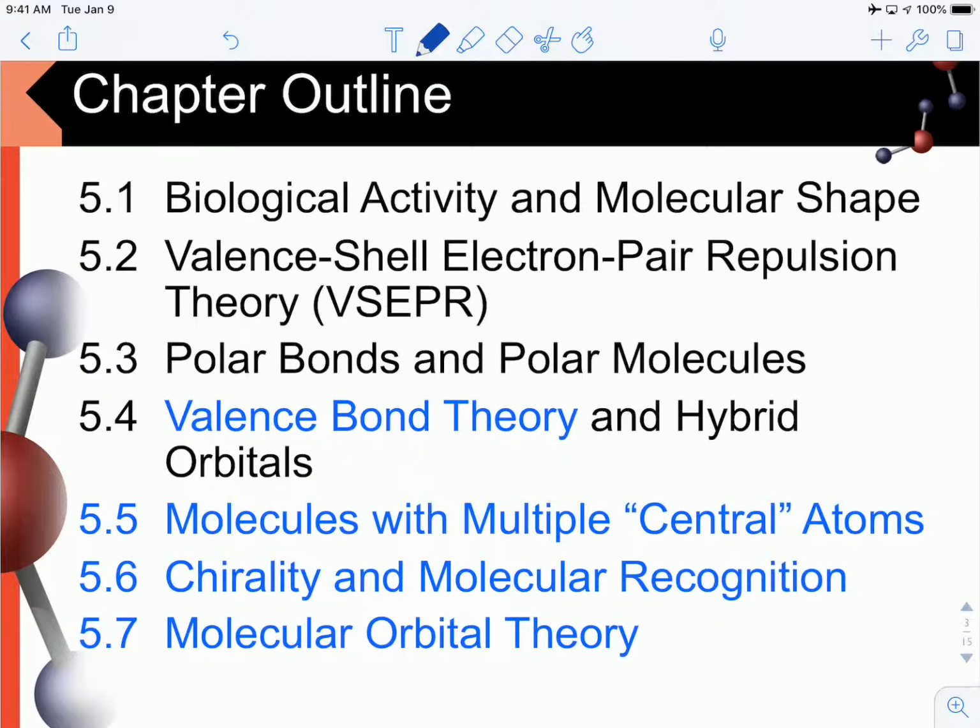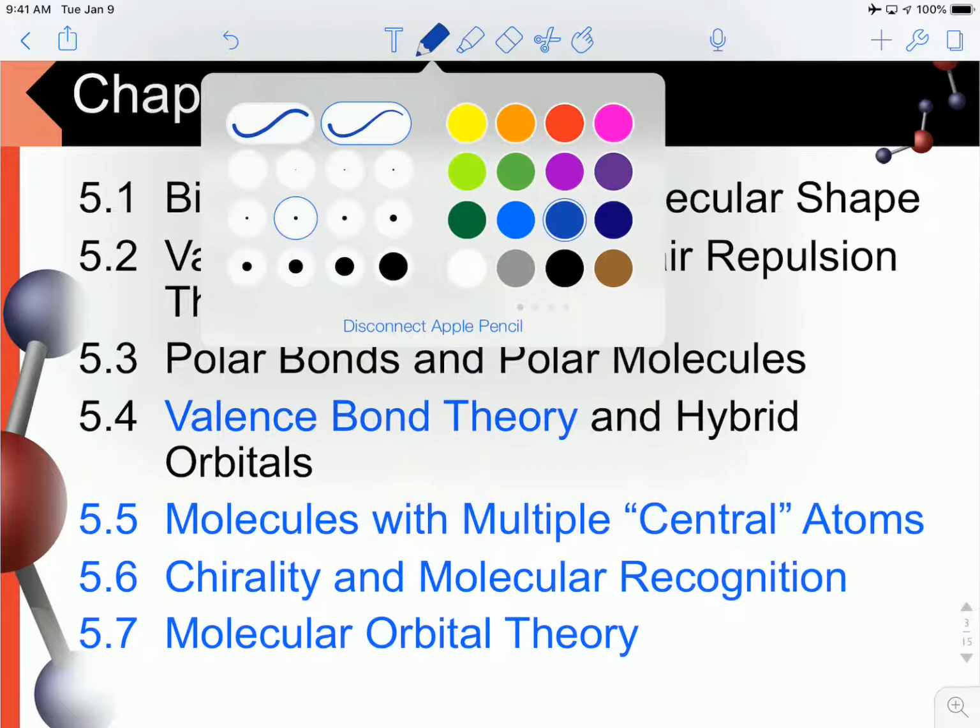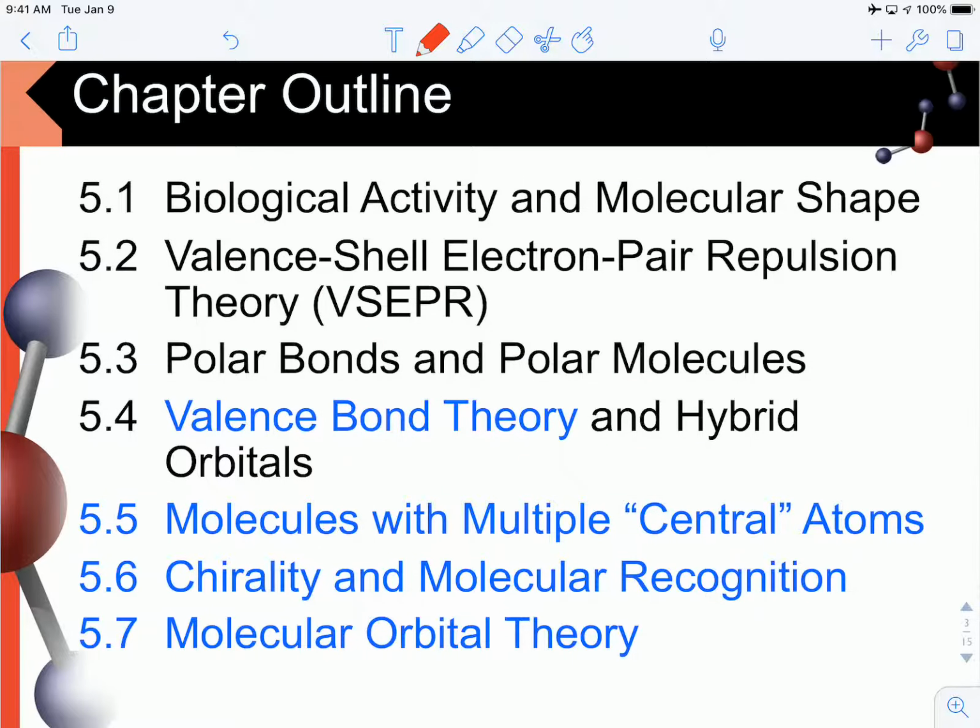So if you look at this chapter outline, there's a big chunk of this chapter that we are not covering, and you can see that everything in blue we are not covering. So you don't have to worry about the last three sections, and you really don't have to worry much about 5.4 at all. I'm going to, like I said, give you an idea of how to do this. So really focus on reading and studying the first three sections.